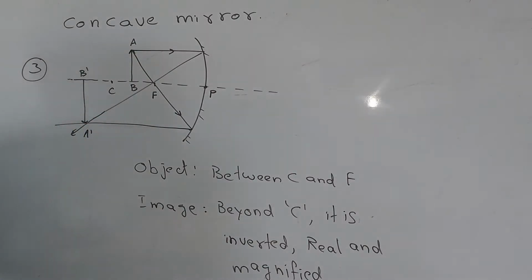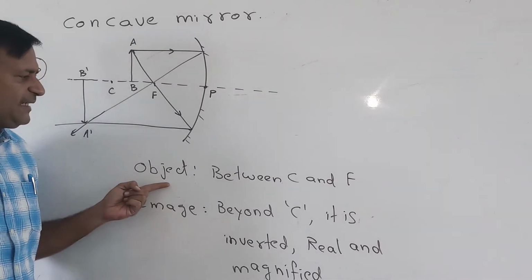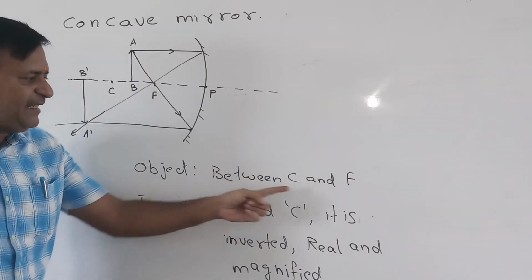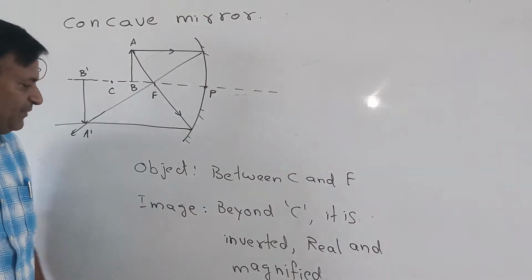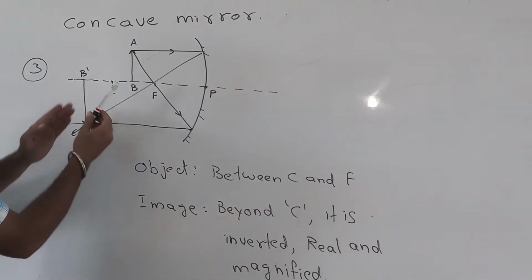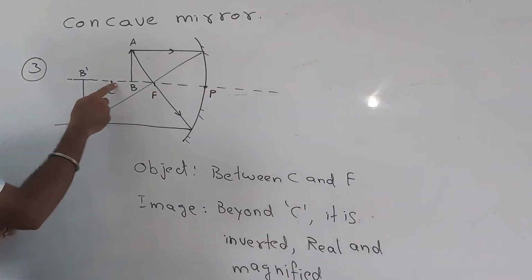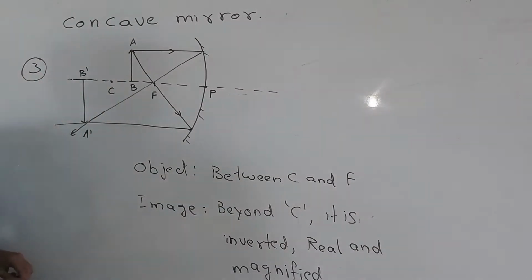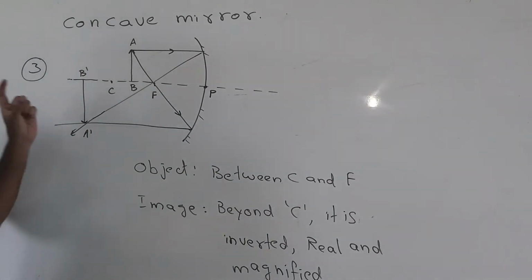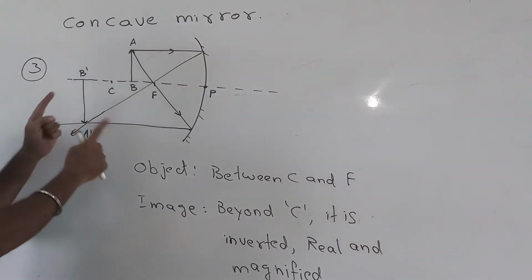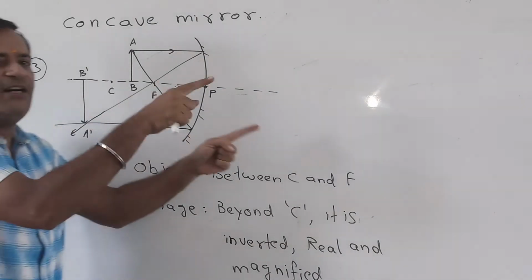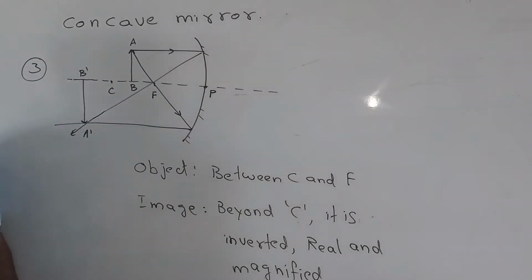So now the description: object is placed between C and F. Image is formed beyond C. This is point C. The image is formed beyond C. And what is the nature of image? If the image is formed on drawing the reflected rays backwards, then the image will be virtual, but in this case the image is real.